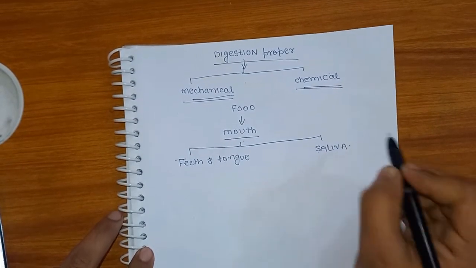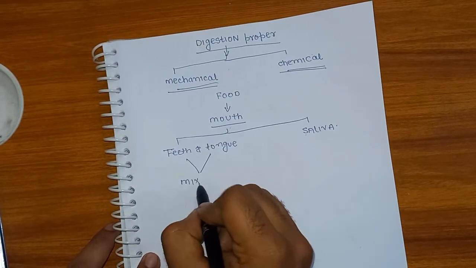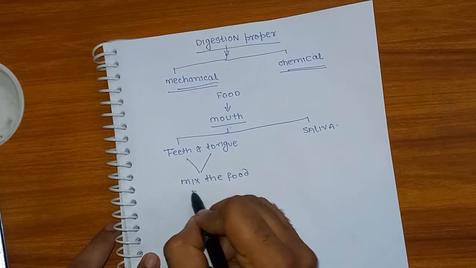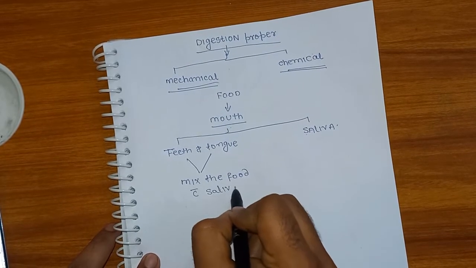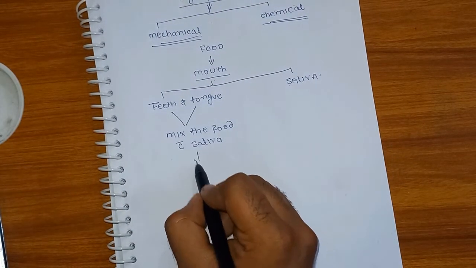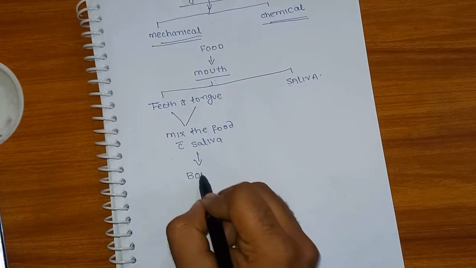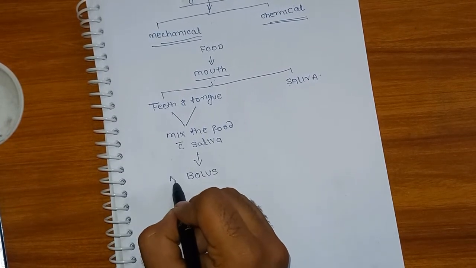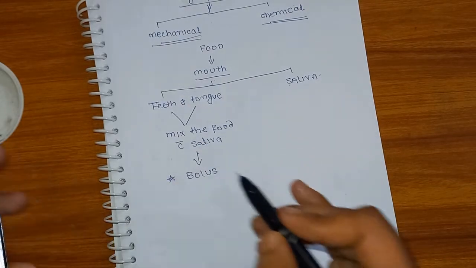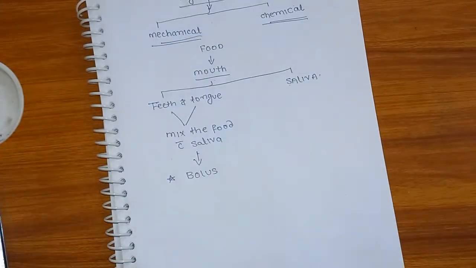saliva. Okay, what is the function of the teeth and tongue? They mix the food with saliva. This mixing of food with the saliva leads to formation of a mixture that is called bolus. This was asked, I don't remember in which year, in the NEET exams: what is the mixture of food after mixing with saliva called?